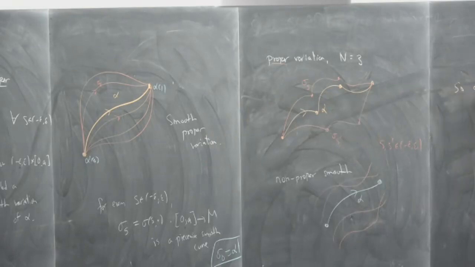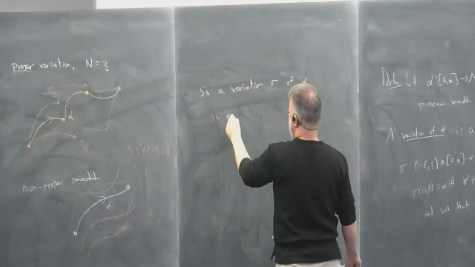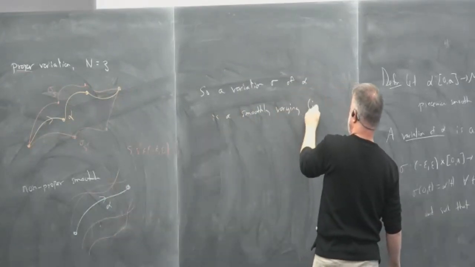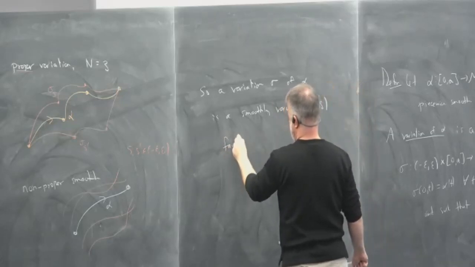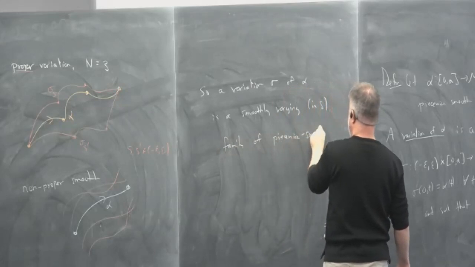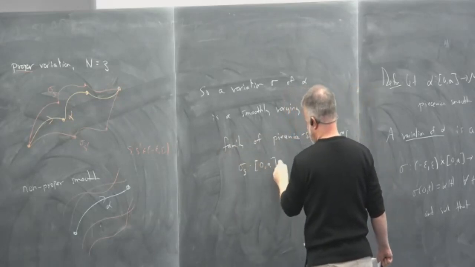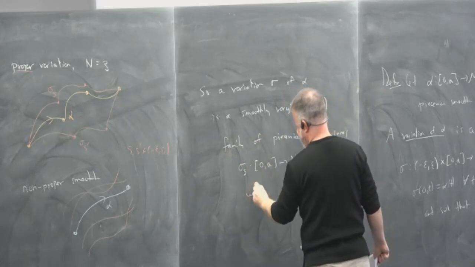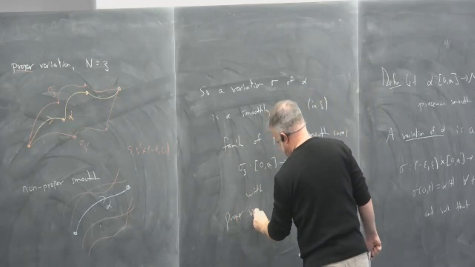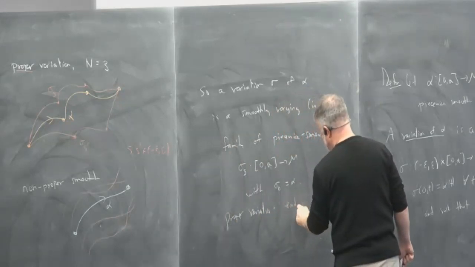So a variation sigma of alpha is a smoothly varying, in s, family of piecewise smooth curves sigma s, with sigma 0 is alpha, and a proper variation means that the endpoints are held fixed.